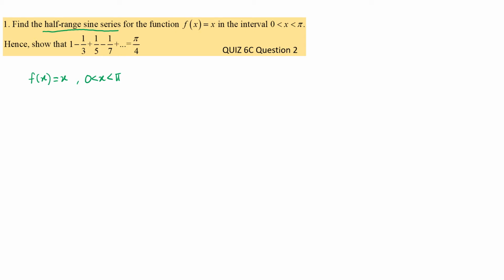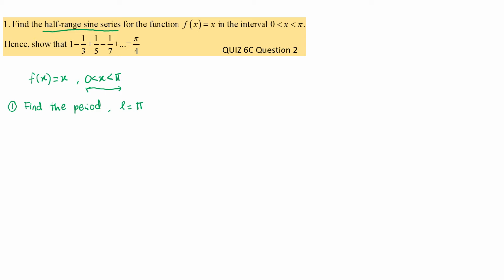First of all, you need to find the period. Since this involves half range, this means that the interval 0 up to pi is half of the period 2L. So we can know that L is equal to pi, because the difference between these two is pi minus 0, which equals pi, where pi is equal to L.